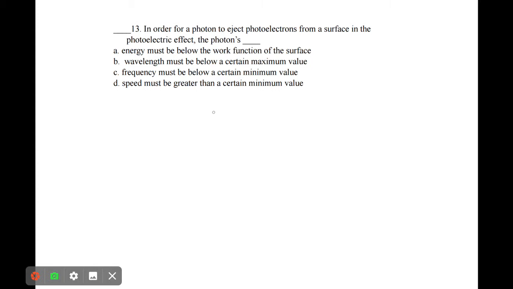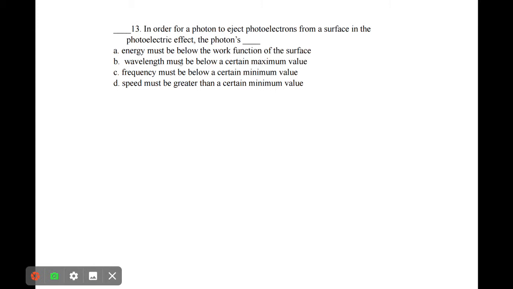Well, we know that the equation reads kinetic energy max is equal to energy minus the work function. So we must have a certain energy that can overcome the work function in order to result in the kinetic energy, or the movement, or the ejection of a photoelectron from the surface. So we know that A cannot be correct, and if we were going to correct it, we would say the energy must be above the work function.